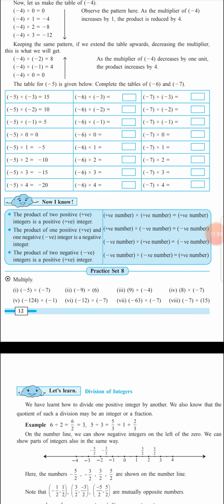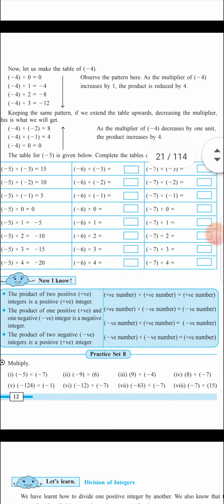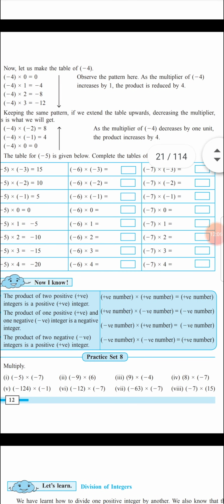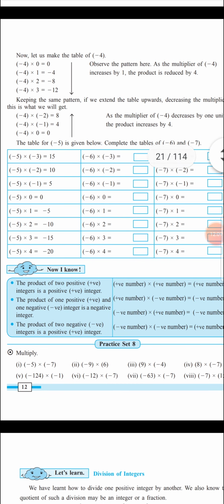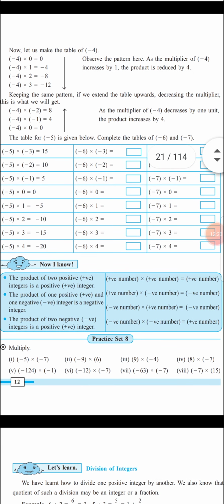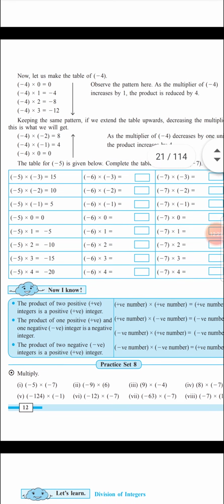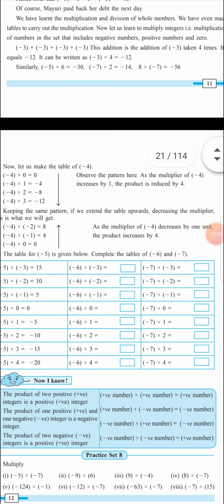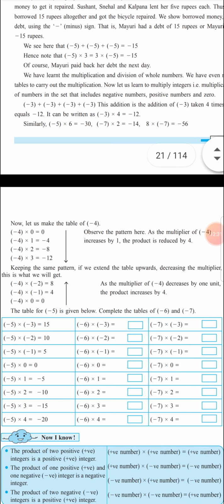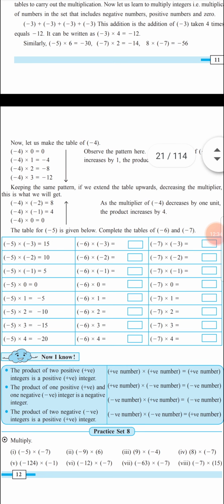Got it? And this is the rule, children, you have to learn. Again I'll repeat: the product of two positive integers is a positive integer. The product of one positive and one negative integer is a negative integer, and the product of two negative integers is a positive integer. This is the rule you have to learn, and this practice set 8 we have solved. Got it? So this table you can solve on your own, children. Okay, fine. Here I finish with practice set 8, our second video.